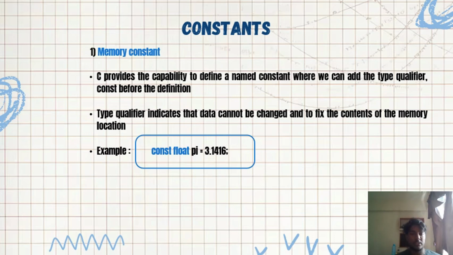Next is memory constant. C provides the capability to define a named constant where we add the type qualifier const before the definition. The type qualifier indicates that data cannot be changed and fixes the content of the memory location. For example, const float pi equals 3.1416.